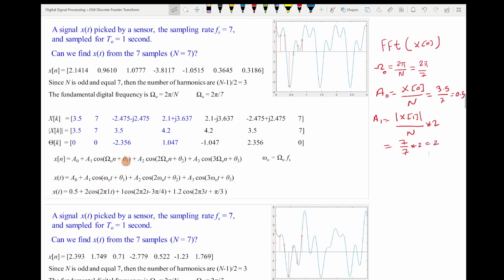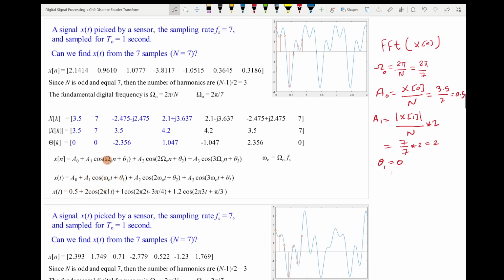And now we need to calculate the phase shift, theta 1. This will be the phase of the first harmonic, which is this one, 0. So far, we got the DC and the first harmonic, with theta 1 being 0.